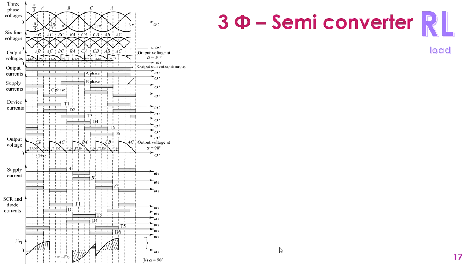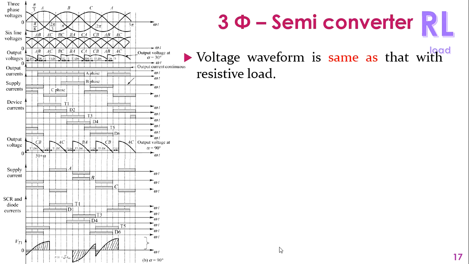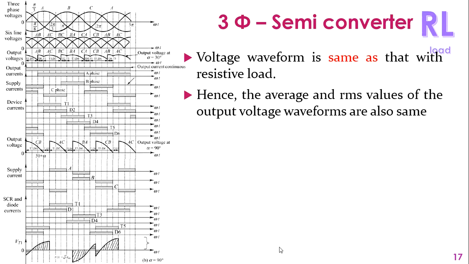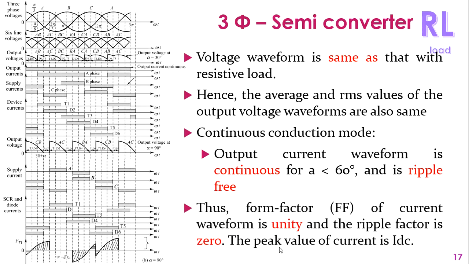So this is the output voltage waveform for 3-phase semi-converter with RL, that is inductive load. The voltage waveform is same as that with the resistive load. Hence the average and RMS values of the output voltage will also be the same. Semi-converter with inductive load also operates in two modes, continuous conduction mode and discontinuous conduction mode. In case of continuous conduction mode, the output current waveform is continuous for α less than 60 degree, which is ripple free. Thus form factor of the current waveform is unity and ripple factor is 0. The peak value of current is IDC.